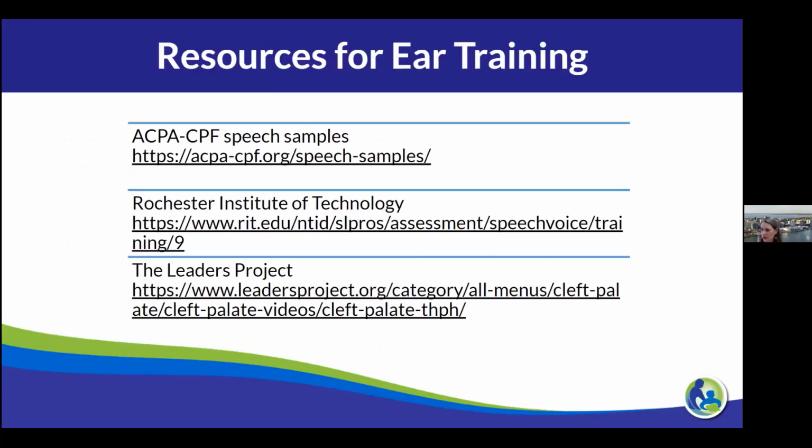So here are some good resources for ear training. If you want to listen to different levels of hypernasality, or different cleft or velopharyngeal insufficiency related speech sound disorders. I'll probably be referencing the Leaders Project multiple times. They have some fabulous videos. They've got this whole Train the Trainer program where you can watch all kinds of videos on assessment and treatment of cleft palate and resonance disorders.